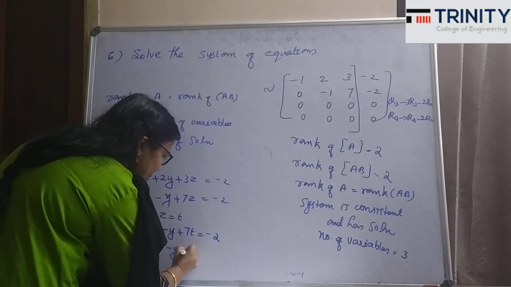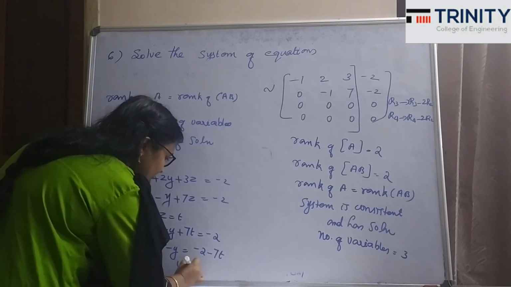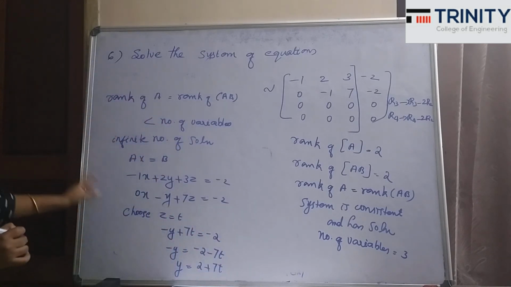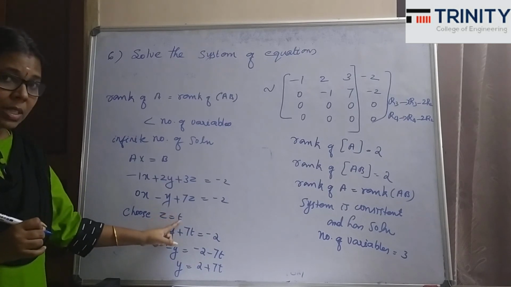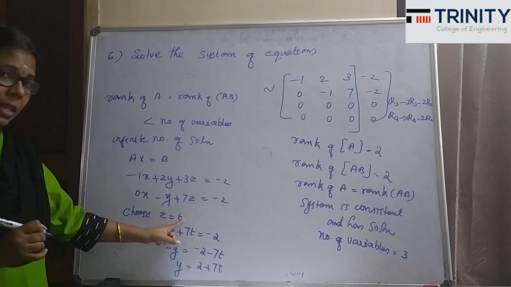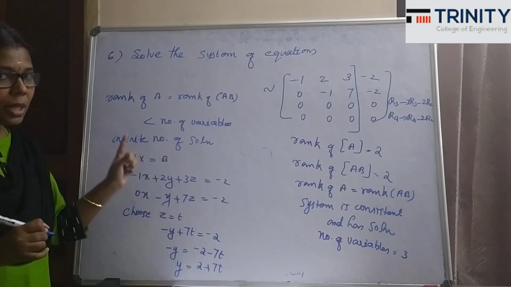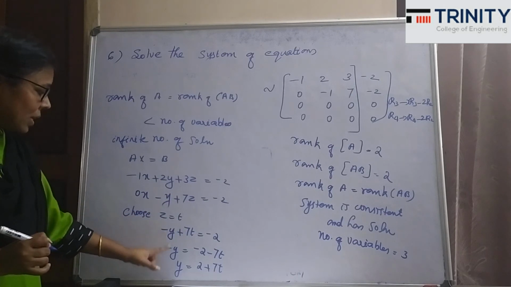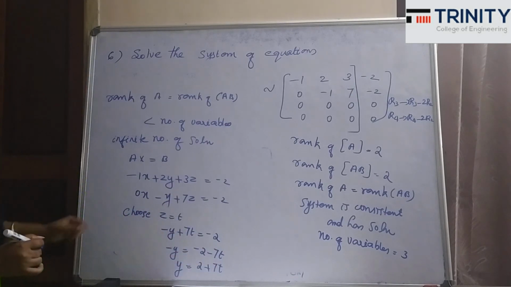Then what is minus y? Minus 2 minus 7t. Then what is y? 2 plus 7t. That is y also depends upon t. We choose z equal to t, which is an arbitrary parameter t. I am choosing z equal to t. Therefore, we get y equal to 2 plus 7t, which also depends upon t.